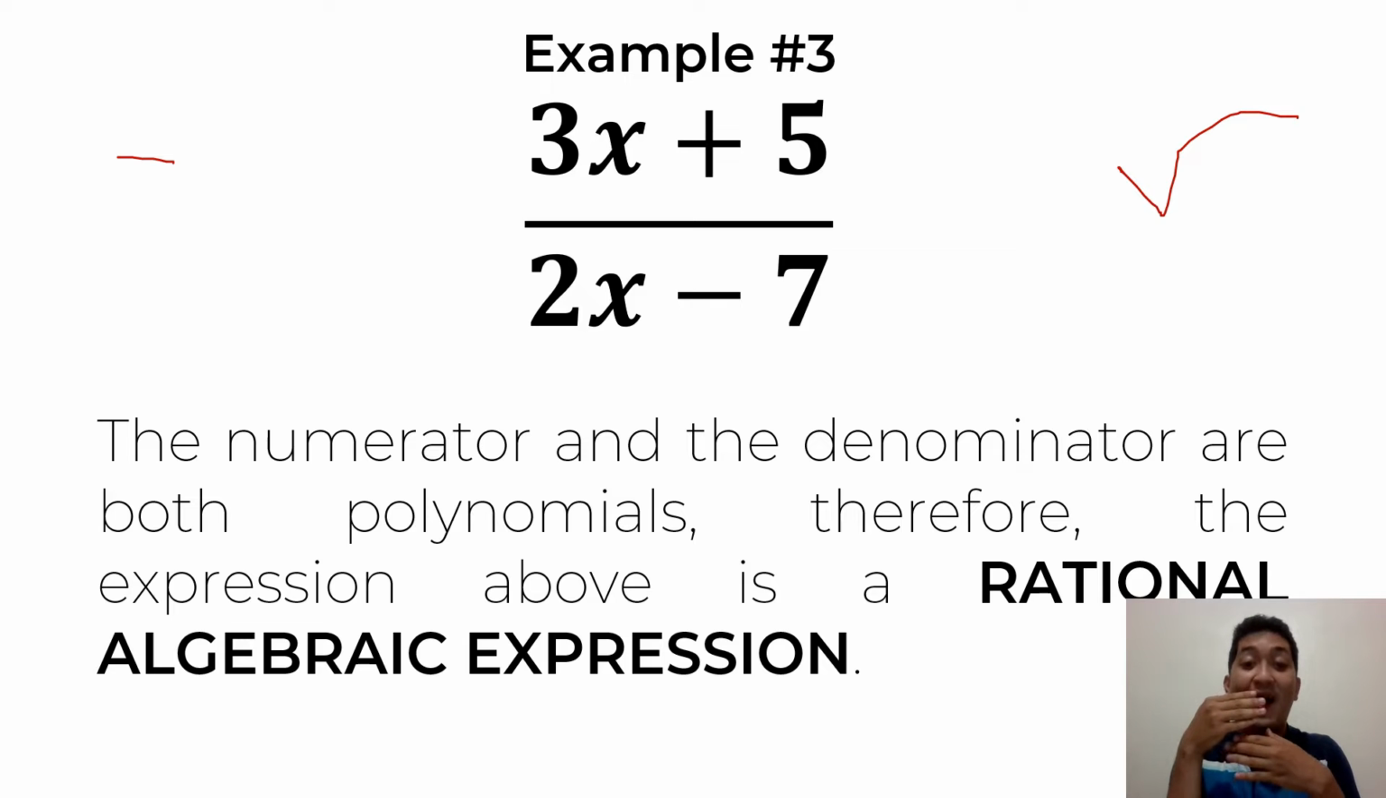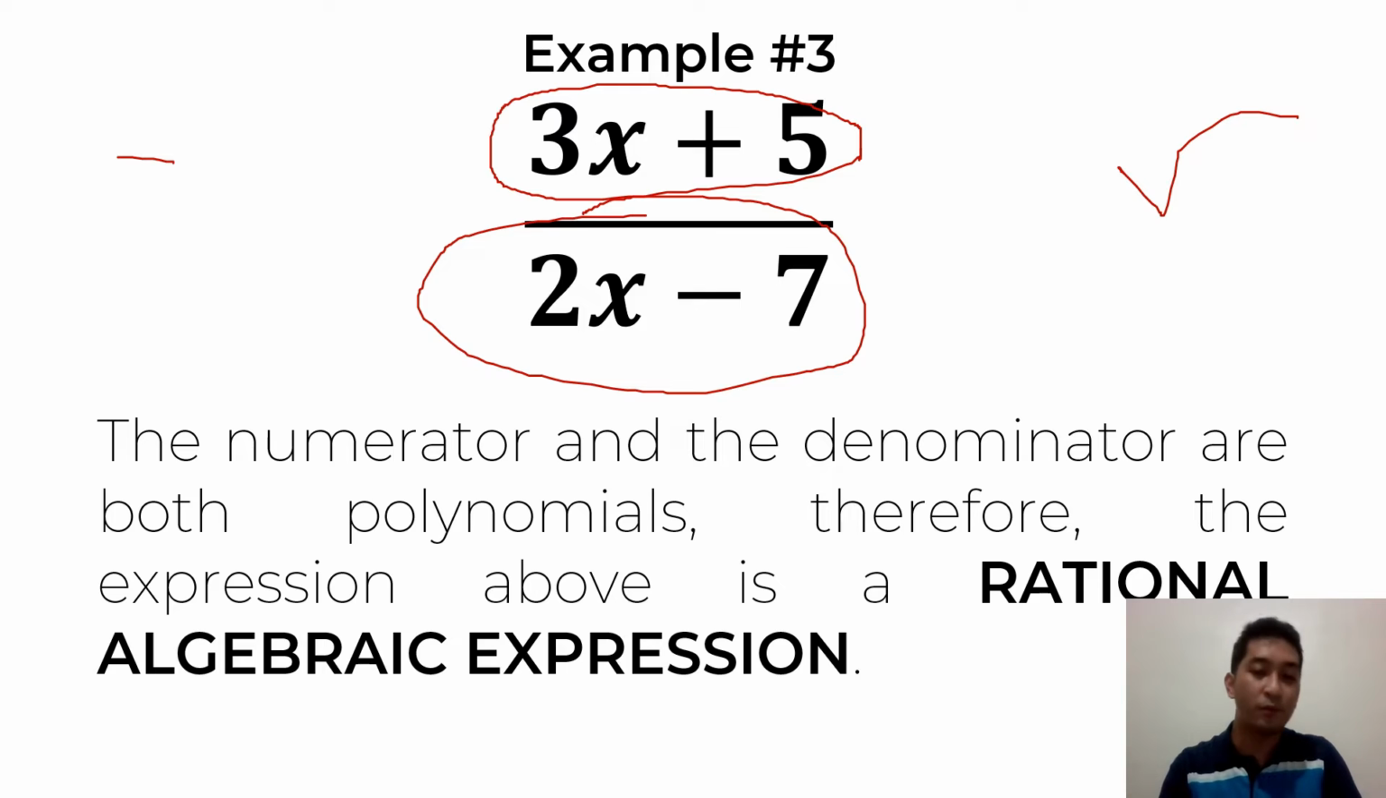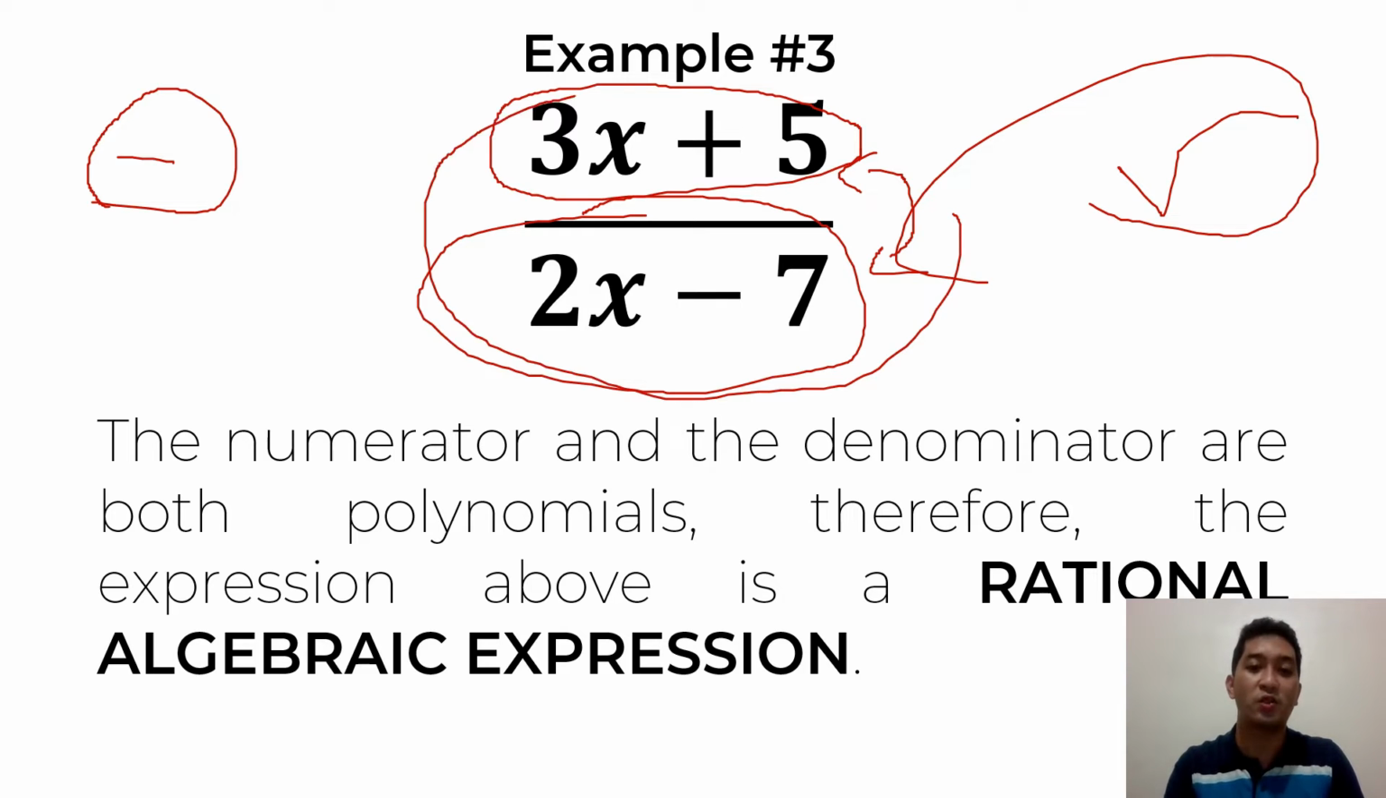Okay? Kung pareho silang algebraic expression or parehong polynomial, that's the same. Okay? So, 3x plus 5. Ang 3x plus 5 ba ay polynomial? Yes po. Yung 2x minus 7 po ba ay polynomial? Of course, it's also a polynomial. Wala po akong nakitang square root. Wala po akong nakitang negative exponent. Hindi rin po nag-zero yung denominator. Definitely, since the numerator and the denominator are both polynomials, meaning the whole expression is a rational algebraic expression. As simple as that.